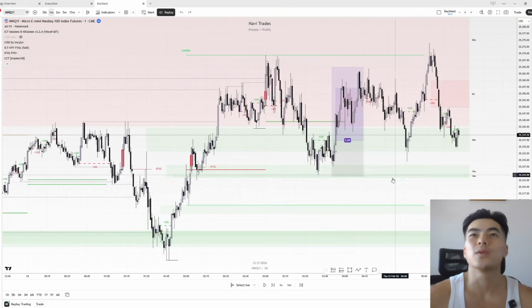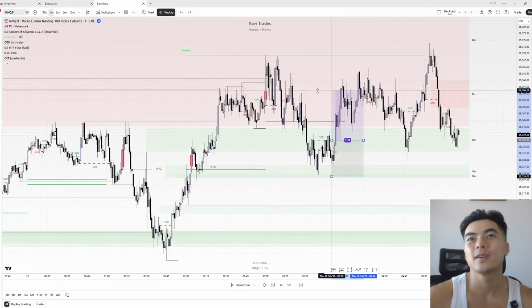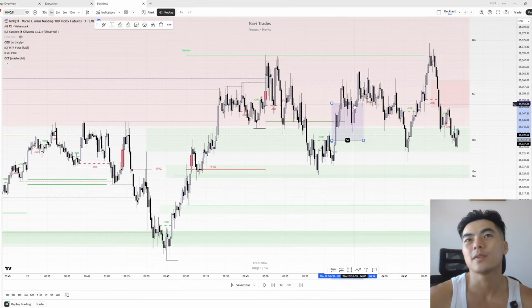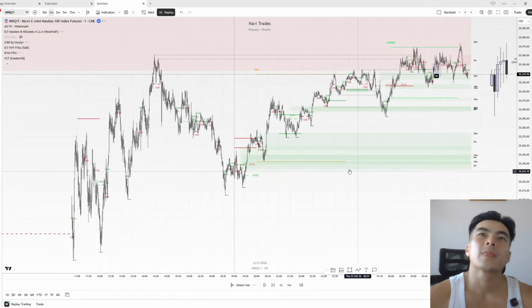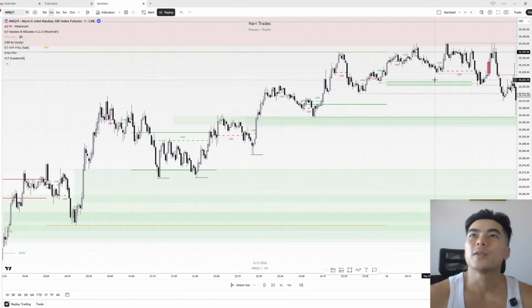Because if you don't know, when it reaches 1R, I move my stop to break even. So right about there, you go break even, and then you'll hit your break even there. Okay, Asia, nothing there. Let's have a look here.